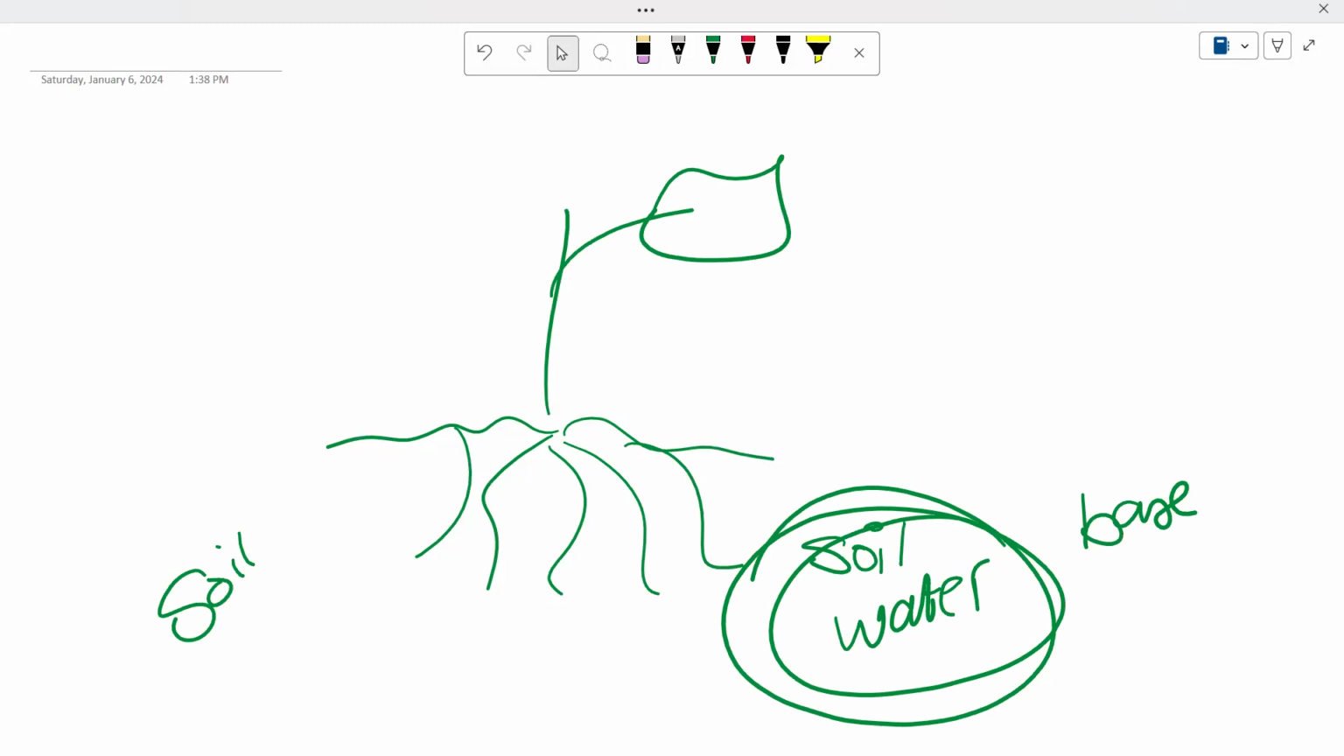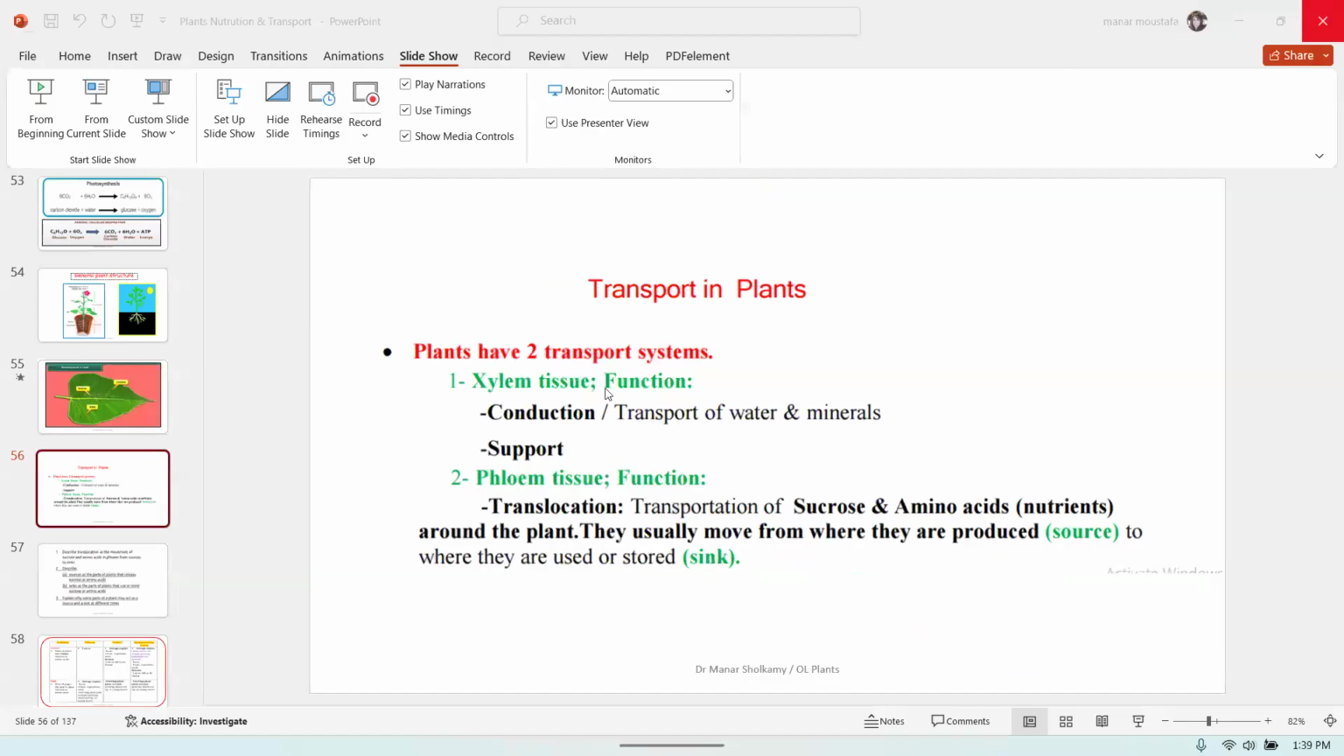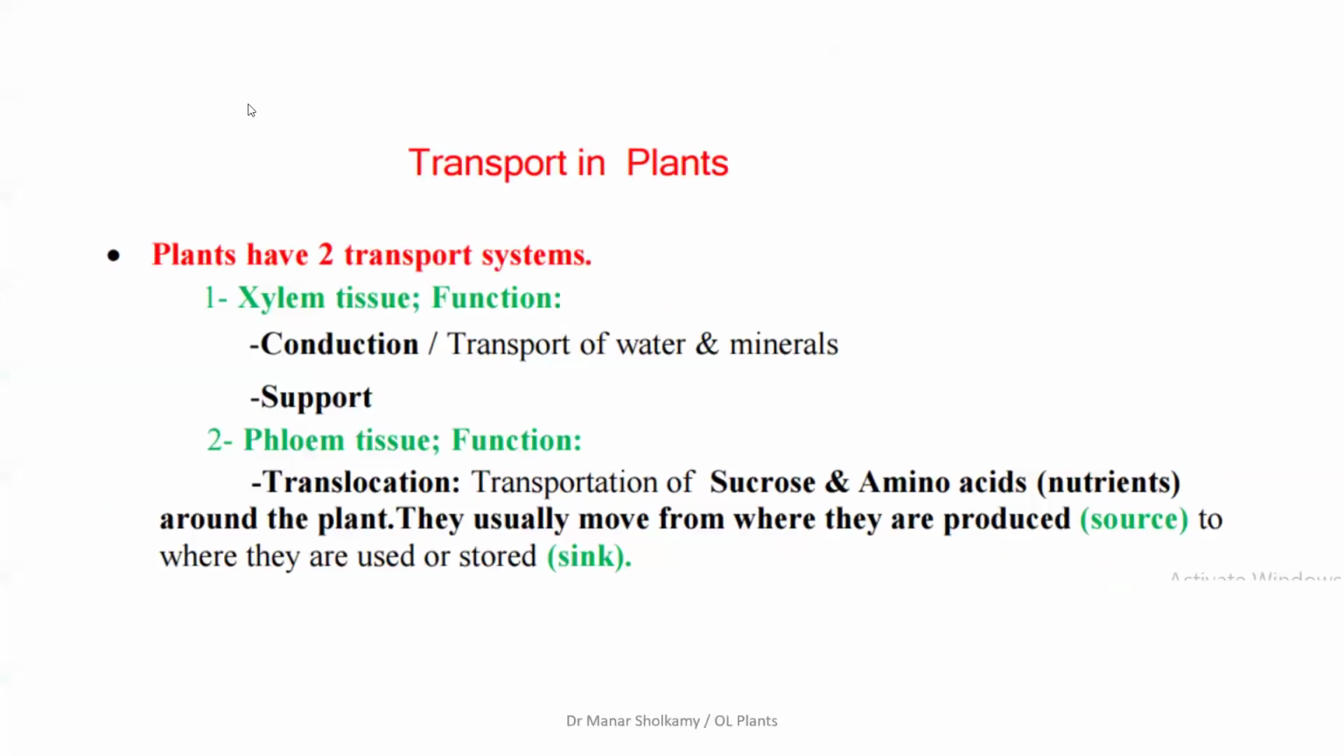Okay? Now, I'm going to answer this question in more detail when we move on with the lesson. Okay, going back to transport in plants. We will study the xylem.